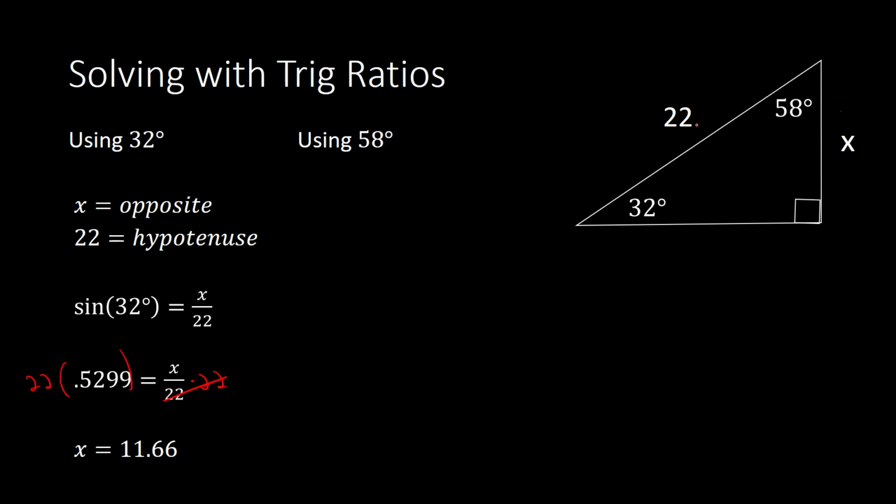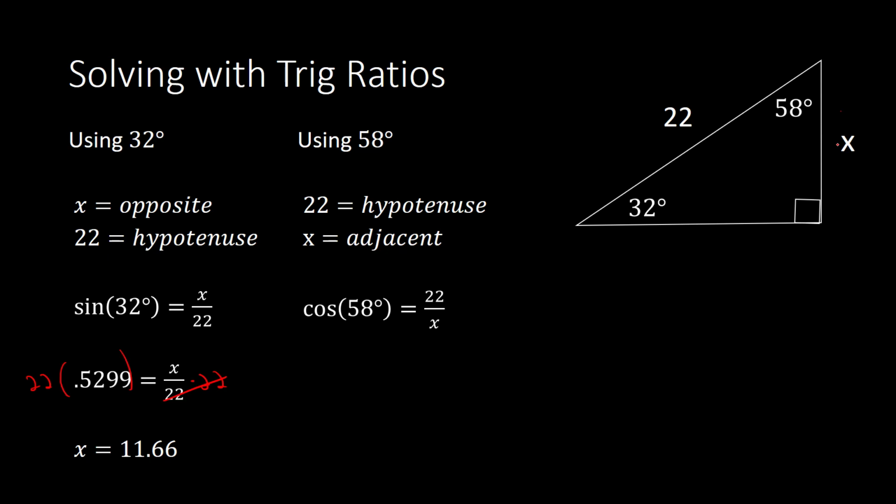And if you were to do that, 22 would still be the hypotenuse, but x now would be adjacent, not opposite. So from here, the question is, which trig ratio uses hypotenuse and adjacent? And if you think through that, we would conclude that we need to use the cosine ratio, because cosine is adjacent over hypotenuse. So we can take the cosine of 58 degrees and set that equal to adjacent over hypotenuse, which would be x over 22.